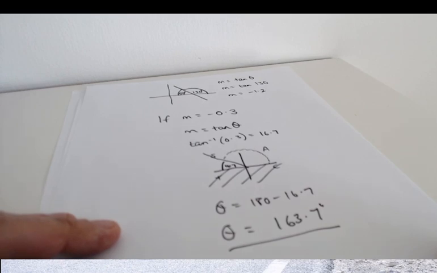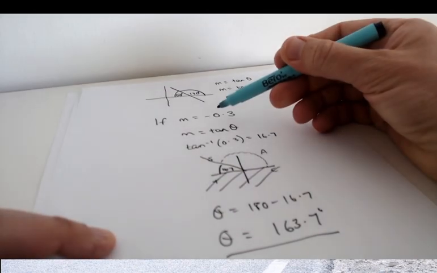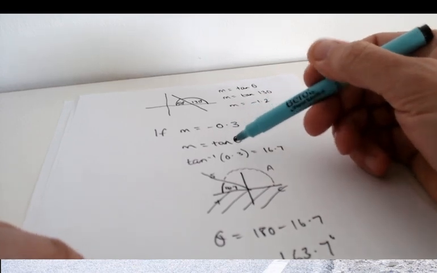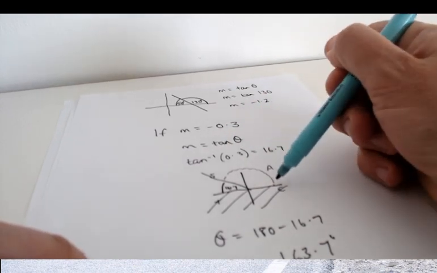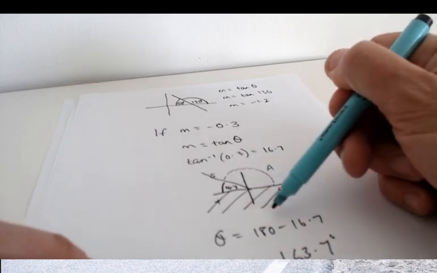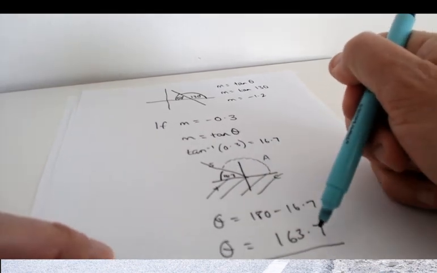Now that is the hardest part of it. If you're being given a negative gradient and you're being asked to work out the angle that it makes with the positive direction of the x-axis, you have to forget about the fact it's a negative gradient, do inverse tan of the positive number, and then you're going to use the cast diagram. You're going to take that answer away from 180 to give you the correct answer.